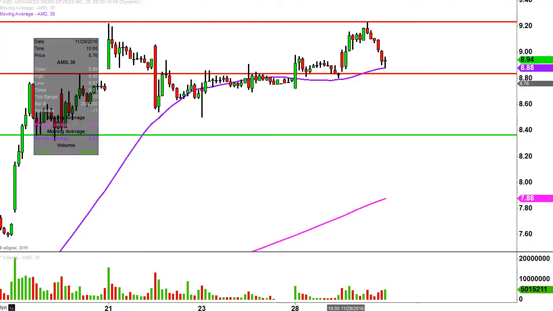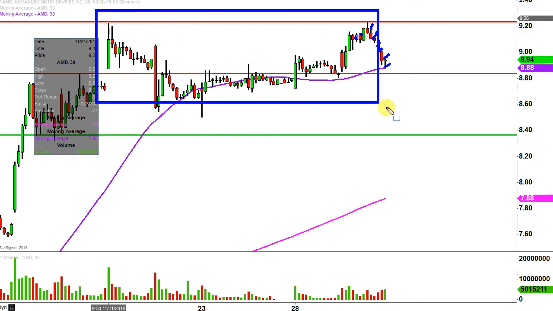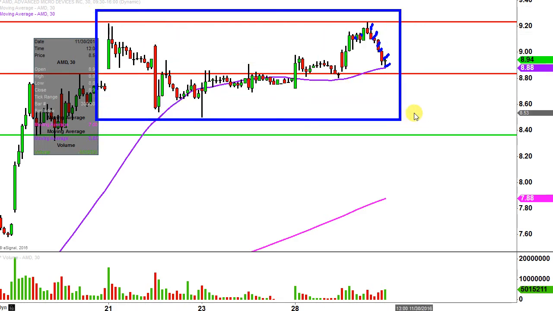Real quick, what do I mean by 30-minute in case maybe you're new to charts? Instead of each one of these candlesticks here representing 1 day's worth of price action, which is what you would normally see, each one represents 30 minutes. So while this here may look like a few weeks worth of time, it's actually just the past few days broken down into 30-minute time slices.